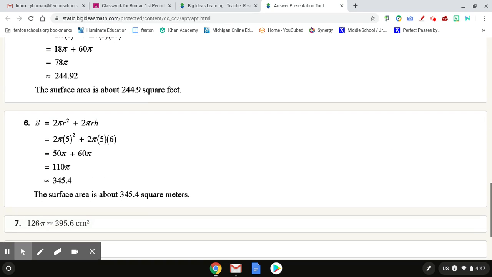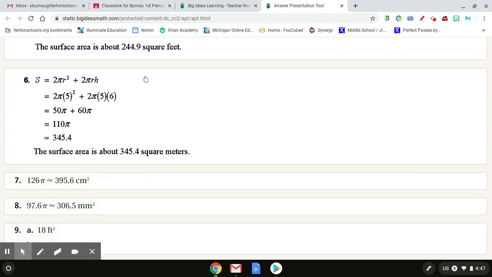All right, so number six, this is of a cylinder, okay? So there is your cylinder formula, and then there is the radius put in there, the height, and then your surface area. Look here, this is approximately, so that means there was some rounding done here in Big Ideas, and so then they got approximately 345.4. If you have a slightly different answer, but it's very close to 345.4, then you were correct.